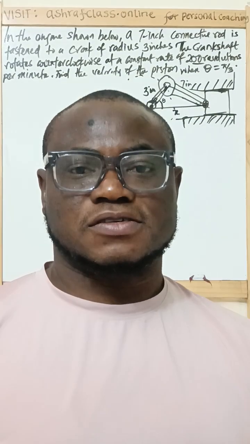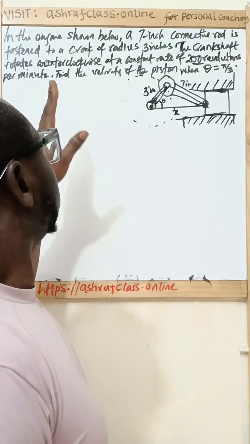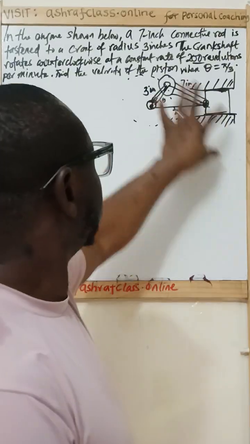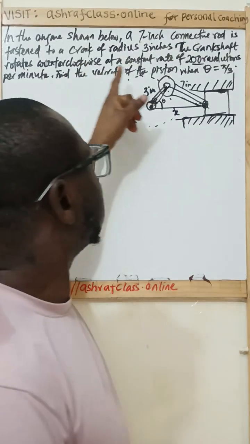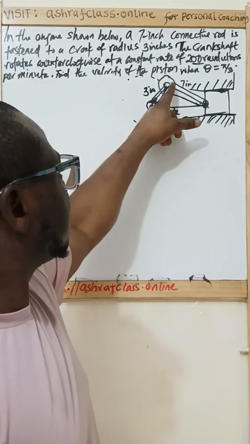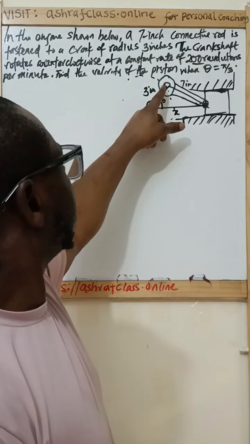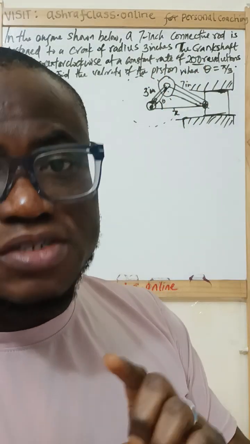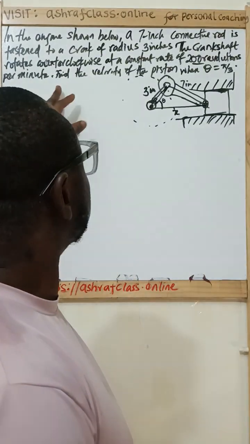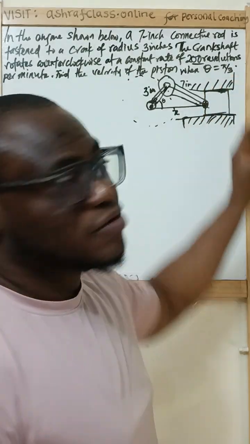So hello, good day. Today we are looking at this question. The question says, in the engine shown below, a 7-inch connecting rod is fastened to a crank of radius 3 inches. The crankshaft rotates counterclockwise at a constant rate of 200 revolutions per minute. Find the velocity of the piston when theta is pi over 3.